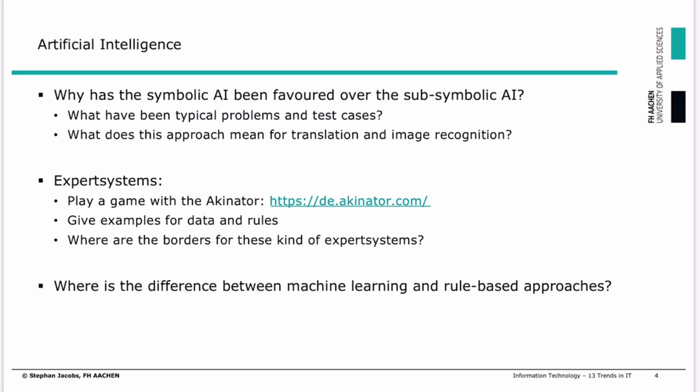What have been typical problems and test cases? For symbolic AI, very much things have been used like playing chess or playing games in principle, because here you have these clear rules, you have statements, which is, for example, a certain position in the chess game, and you can from that derive what are possible next moves and so on and so on. For subsymbolic AI, typical test cases have been translation and image recognition.